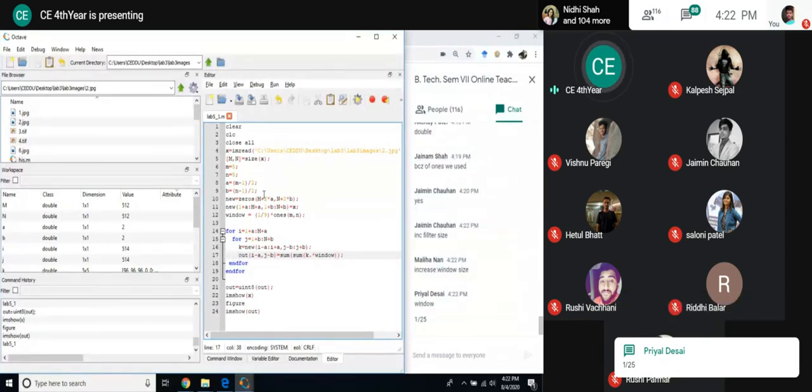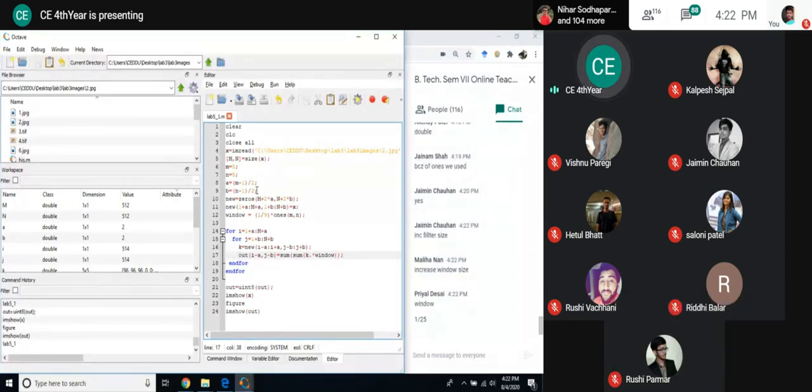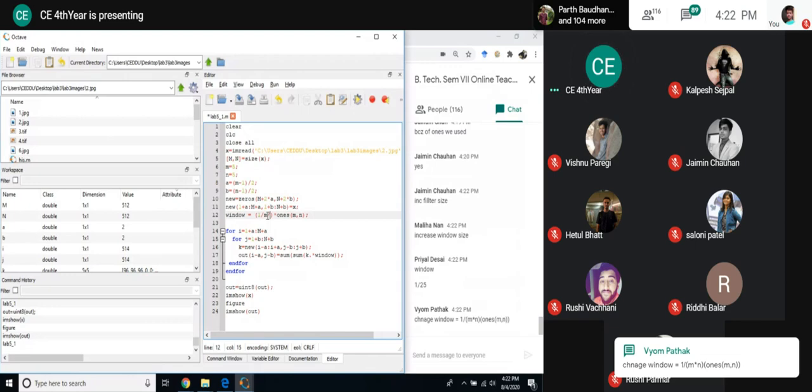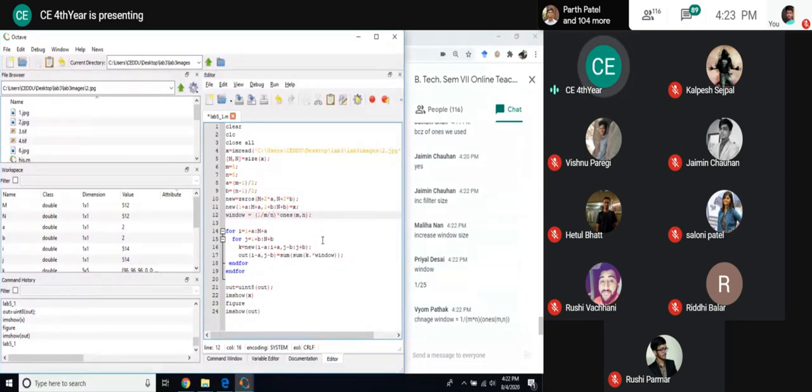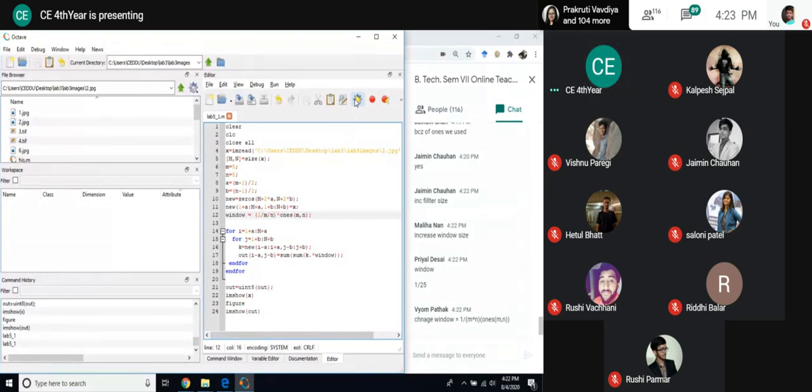Oh yes, that is true. But why? It should not be 1/9. We should write here m by n. Yes, right. That is true. I changed it to 1 by m by n. That is 1 by mn. That will work. Let us see. Thank you, Priyal. That was actually the issue.